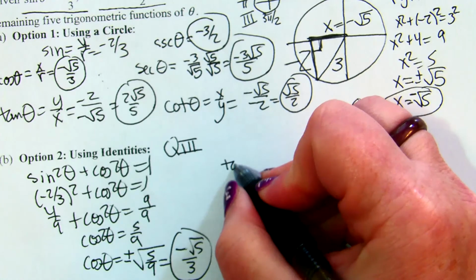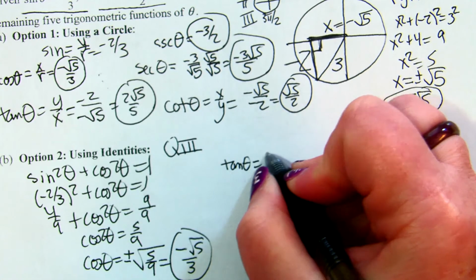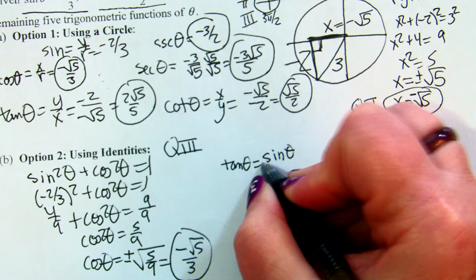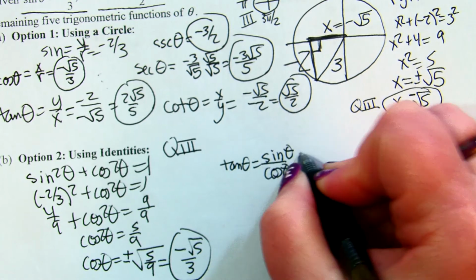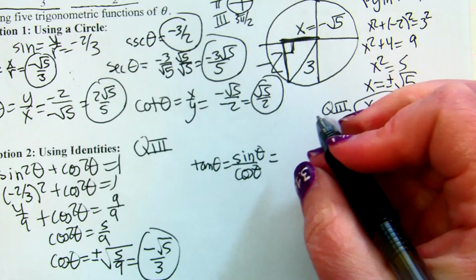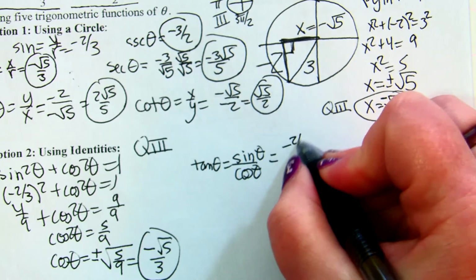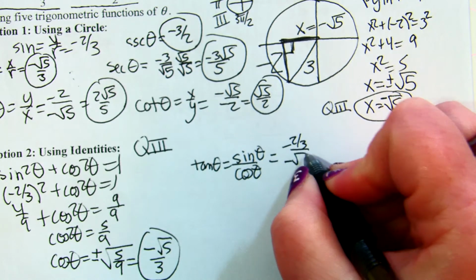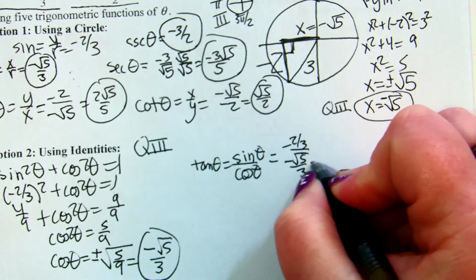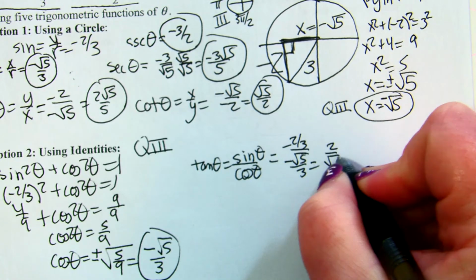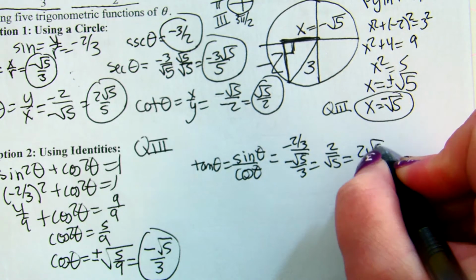Tangent theta equals sine theta over cosine theta. So that's using the identities as well. Sine theta was negative 2 over 3. Cosine theta is negative rad 5 over 3. So it's 2 over rad 5, which is 2 rad 5 over 5.